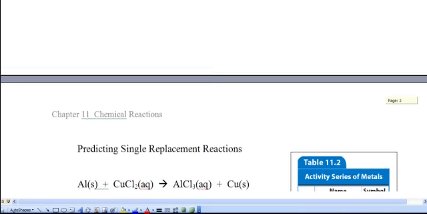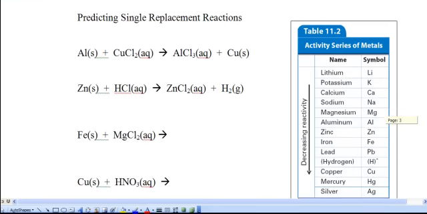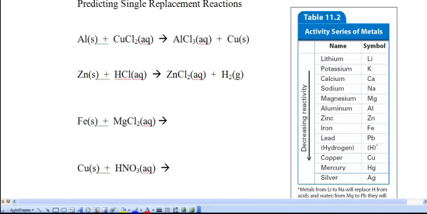Now, the next thing I do want to talk about is how you can actually predict whether or not some of these reactions are going to occur, and I want to start off with single replacement reactions. You can predict single replacements using what's called the activity series of metals. This is a list of metals that tells you which metals are more active than others. The most active metal is going to be lithium, with the least active metal, at least in this particular list, being silver. And all this means is that the more active metal will prefer to be in a compound, while the less active metal will prefer to stay on its own as an element.